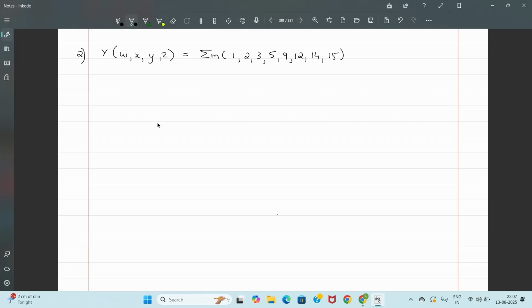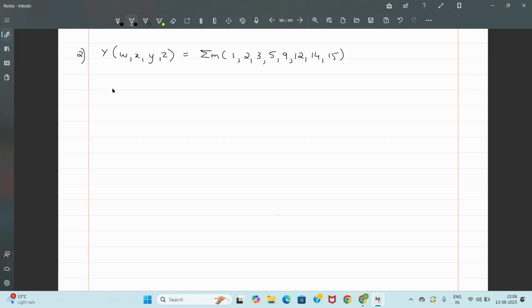Welcome back. In this video, we'll continue with a few more examples on the QM method. Here you can see I've given an example, a Boolean function y, which is a function of variables w, x, y, and z, and the minterms are specified here. So we're going to simplify this given Boolean function using the QM method.